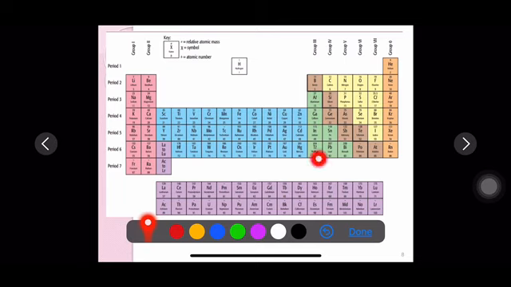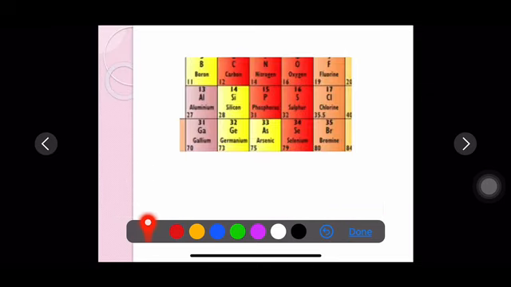In this periodic table, you can see that all of the elements in the IGCSE periodic table have whole number atomic masses except chlorine. Let us see the chlorine atomic mass. In this picture you can see very clearly that chlorine has atomic number 17 and atomic mass 35.5.